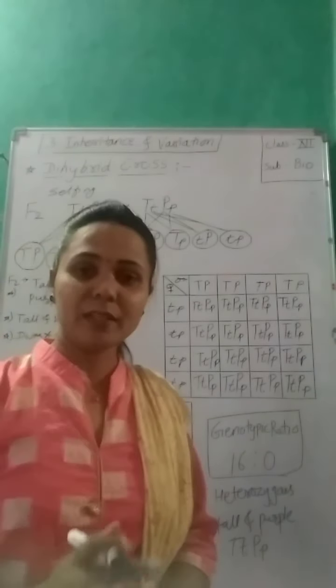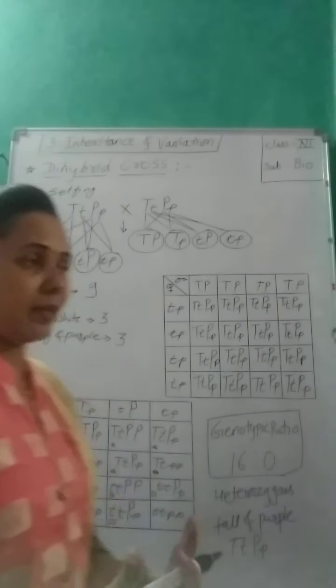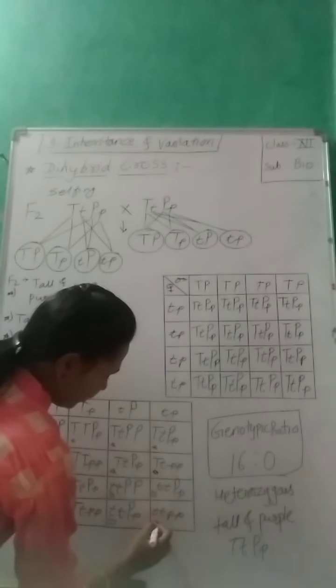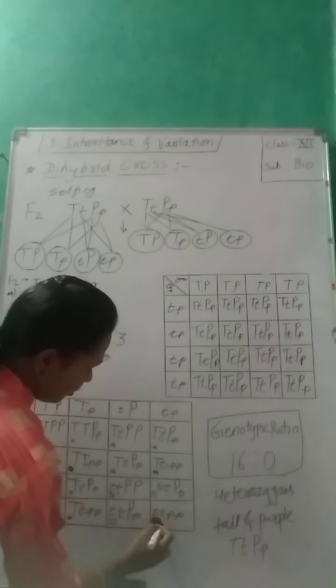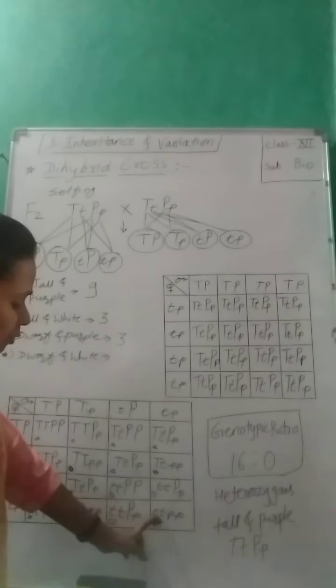That type of plants which we will get, it is having short height also and white flowers also. Okay. So fourth type of phenotype is there. Dwarf and white. So only one is there. Okay. So only one is there which is having the dwarfness also and white also flowers. So only one. So if we will write down the phenotypic ratio for the F2 generation.